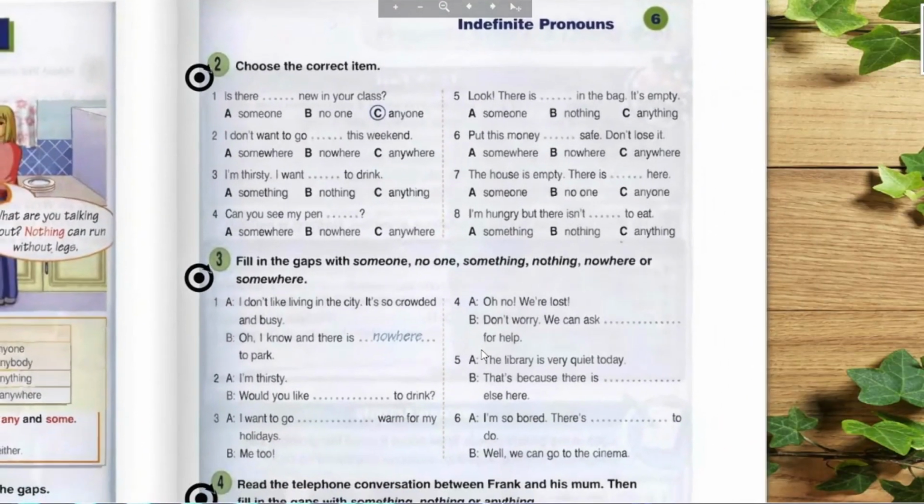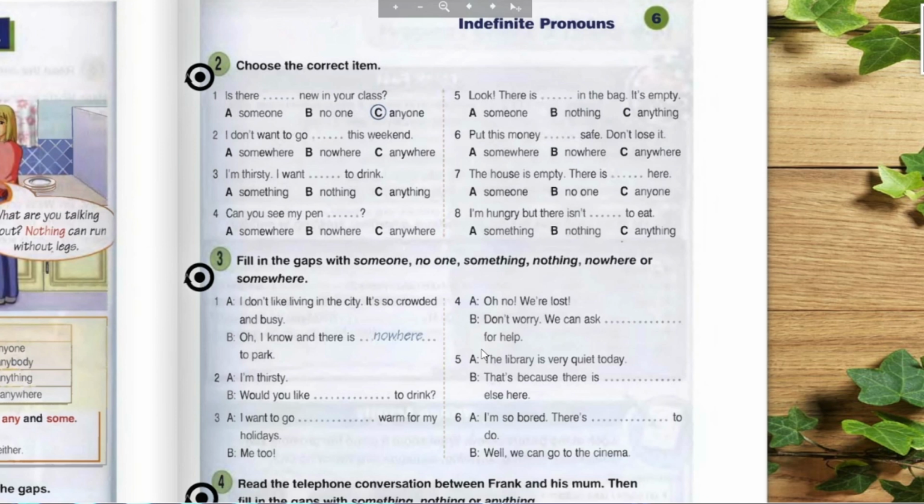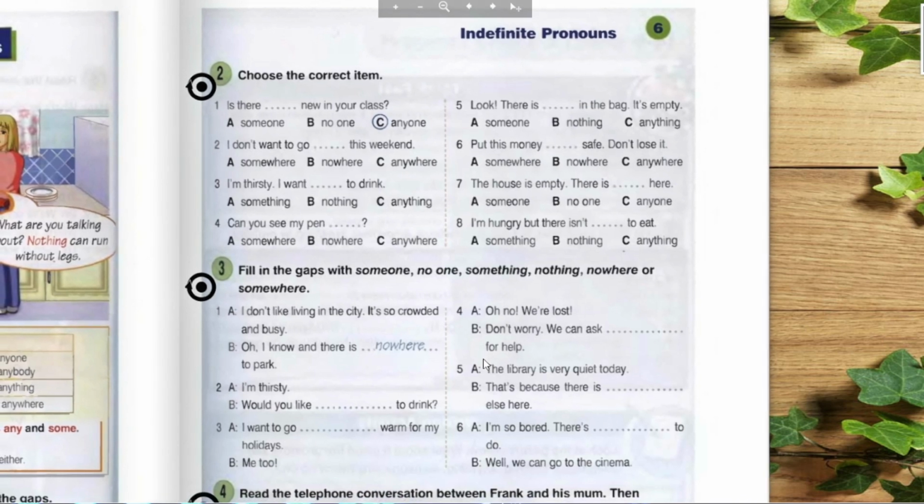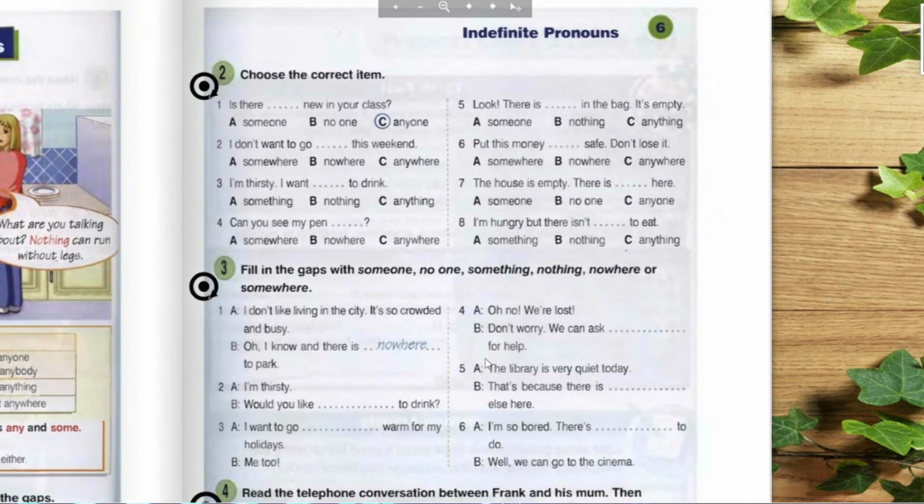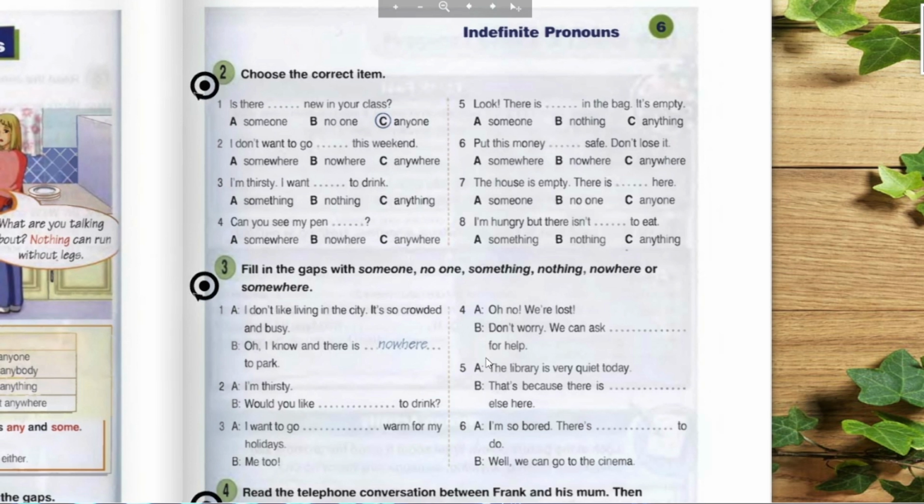Okay, let's move on. Choose the correct item. Is there anyone new in your class? I don't want to go anywhere this weekend. I am thirsty. I want something to drink. Can you see my pen anywhere? Look, there is nothing in the bag. It's empty. Put this money somewhere safe. Don't lose it. The house is empty. There is no one here. I'm hungry, but there isn't anything to eat.